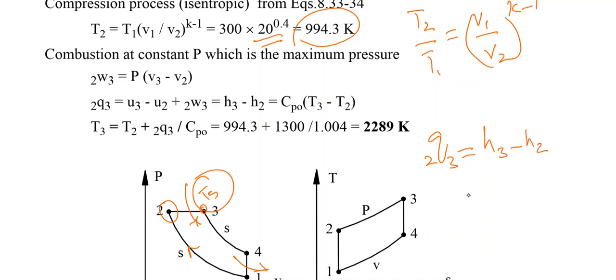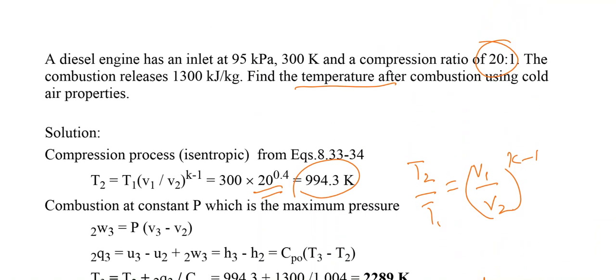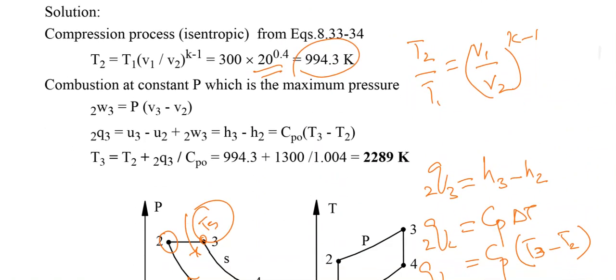The enthalpy change for the ideal gas is Cp delta T. So from 2 to 3 we have Cp delta T, which is equal to Cp times T3 minus T2. Cp for air is equal to 1.004. The process from 2 to 3 is constant pressure heat addition, and the heat is already given, which is 1300 kilojoule per kg.